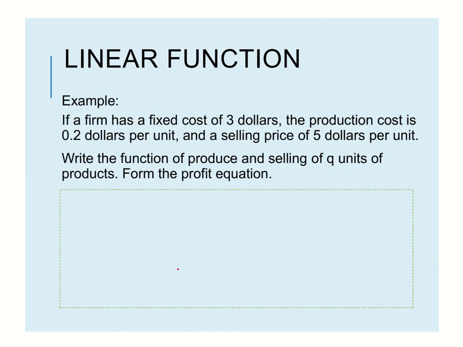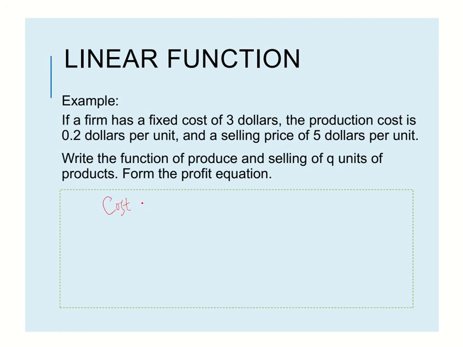Let's take a look at this example. If a firm has a fixed cost of $3, the production cost is $0.2 per unit, and a selling price of $5 per unit, write down the function of producing and selling Q units of product from the profit equation. First, we are going to write the cost function.